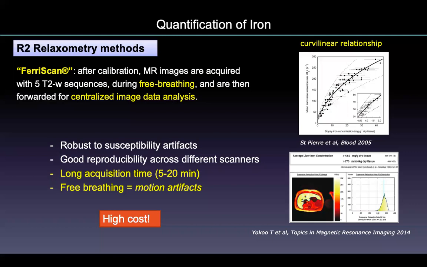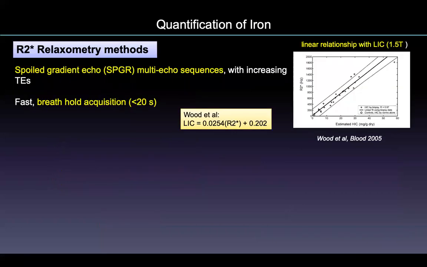On the other hand, R2 star relaxometry methods are acquired with spoiled gradient echo multi-echo sequences with increasing TE. So these sequences are very fast and can be acquired during one single breath-hold acquisition. The most used relaxometry method was validated by John Wood using a multi-echo gradient echo sequence in a 1.5 Tesla equipment, and this is the linear relationship between liver iron concentration measurements and R2 star measurements.